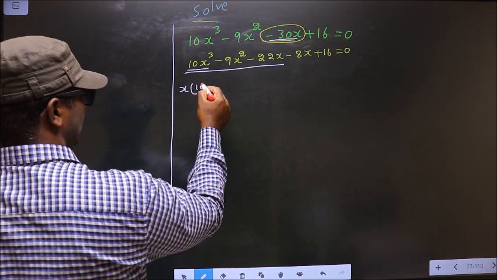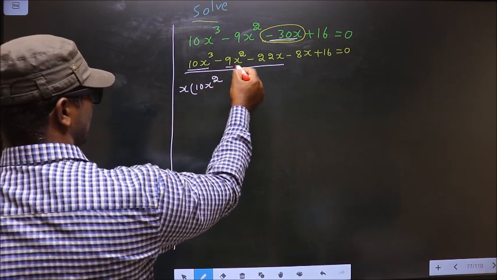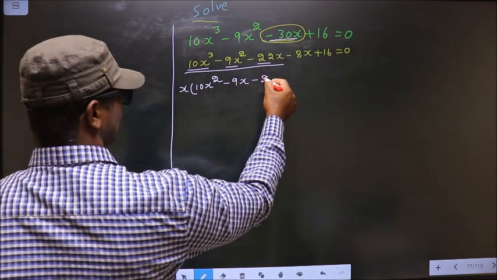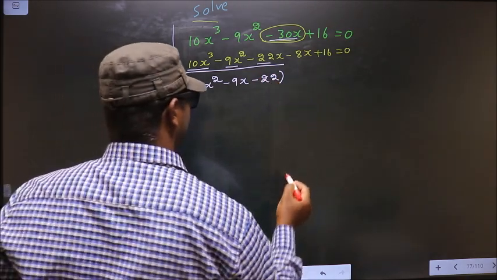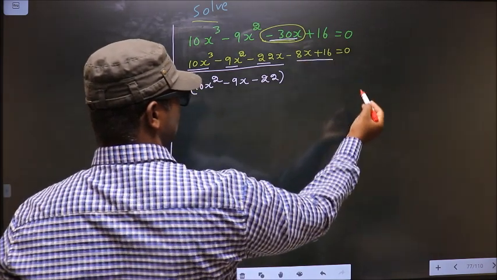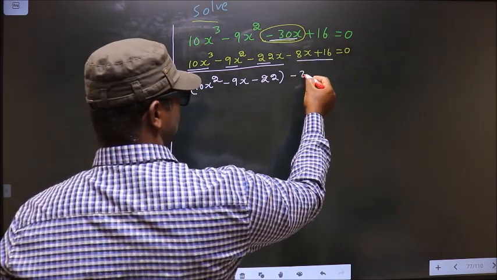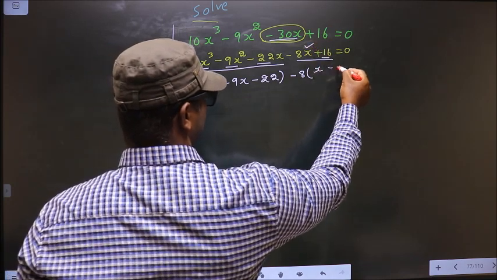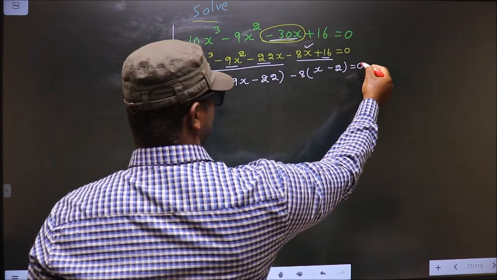So here you get 10x square, here you get minus 9x, here you get minus 22. In the same way, what can be taken out common from these two terms is minus 8. Here you get x and here you get minus 2 equal to 0.